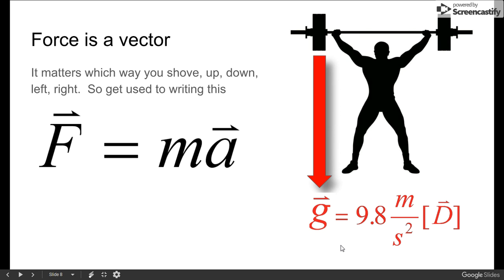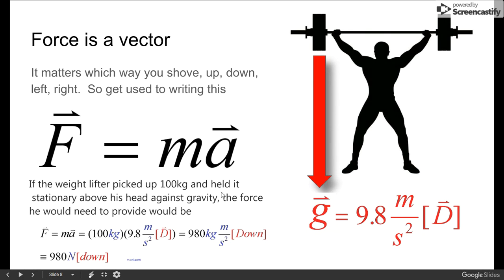So what is this weightlifter fighting? If he picks up 100 kilograms and held it stationary above his head against gravity, the force he would need to provide would be force, it's m times a, it's 100 kilograms times the acceleration due to gravity, equals 980 kilograms meters per second squared. So this is 980 newtons down.